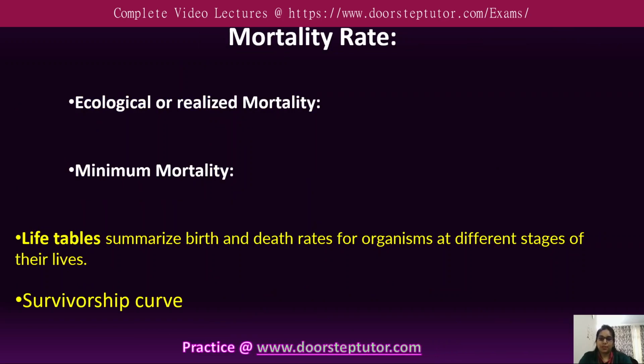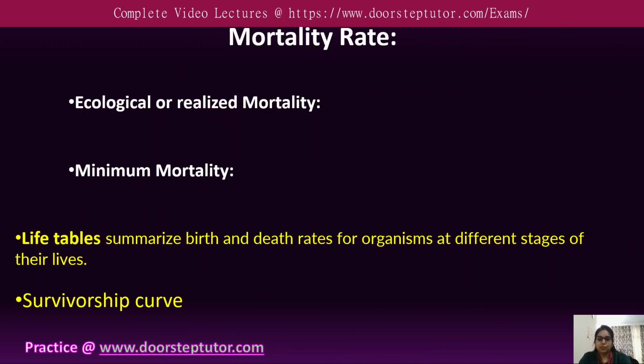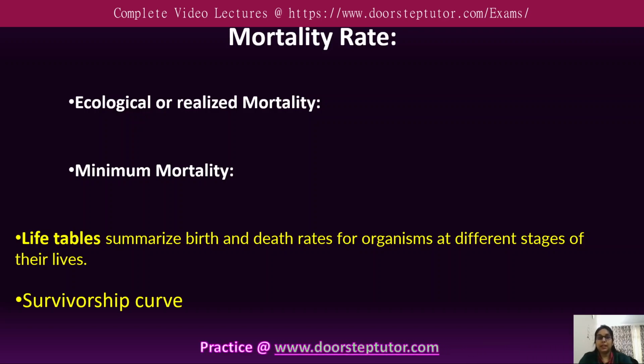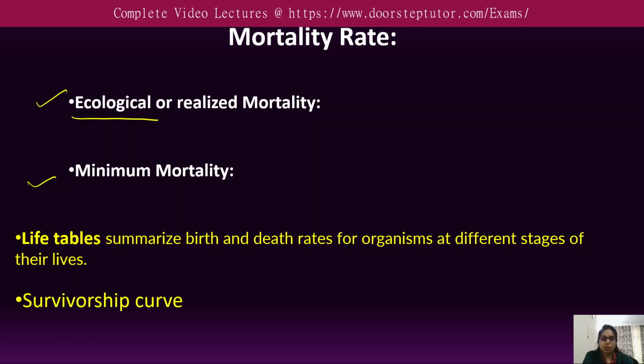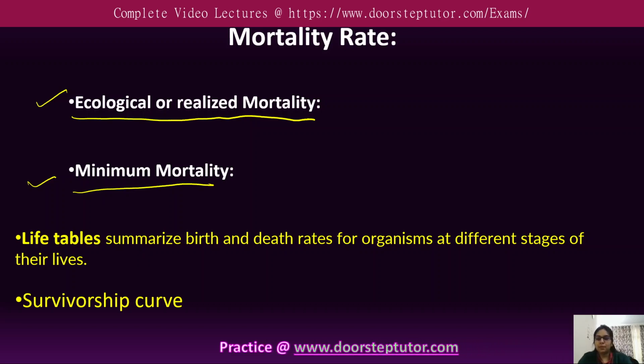The third one is the mortality rate. The mortality rate is equal to the death rate, and it is defined as the number of deaths in a population during a specific period of time. It is calculated as the number of deaths per 1,000 individuals per year. It can be age specific or ethnicity specific, and it is calculated as the crude death rate, which includes all the causes of death. Basically, there are again two types of mortality rate. The first one is the ecological, or realized, mortality rate. The second one is the minimum mortality rate.